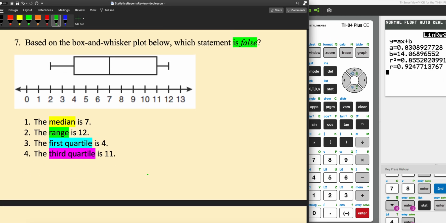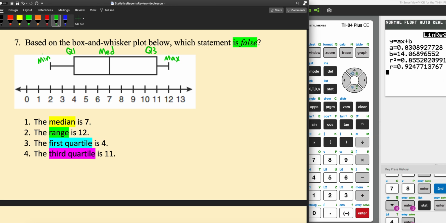Another easy one, guys. This takes very little work here. Most of it's not work, it's just review. It says, based on a box and whisker plot, which statement is false? So choice 1 says the median is 7. Well, real quick, guys, here's what I'm going to do. I'm just going to label this. This is your min for review purposes. This is your Q1. This is your median. This is your Q3. And of course, this is your max.